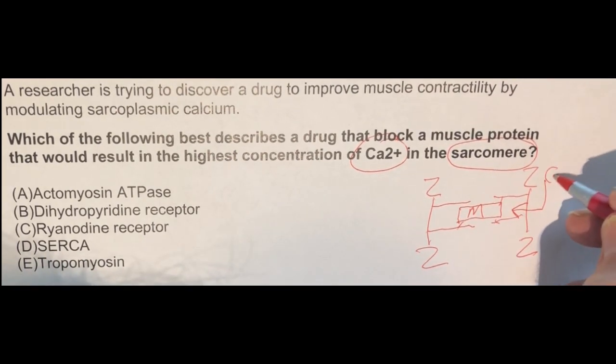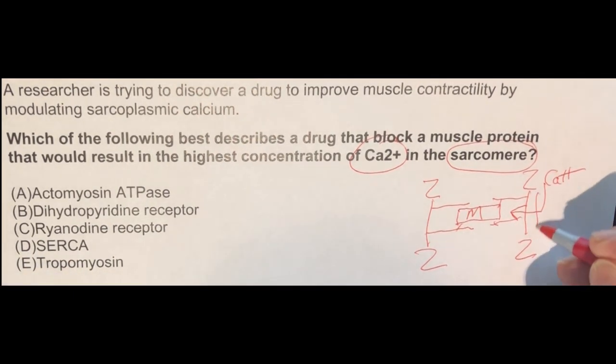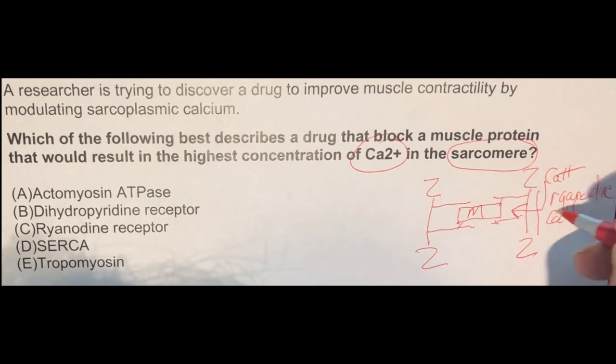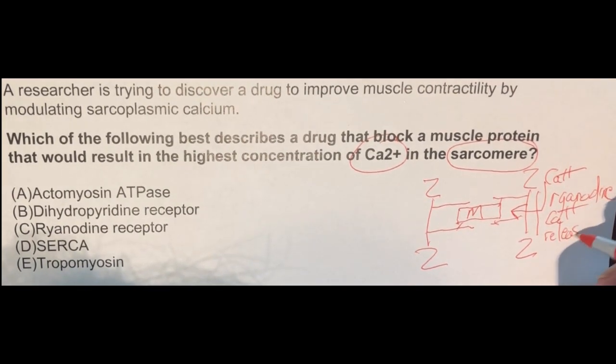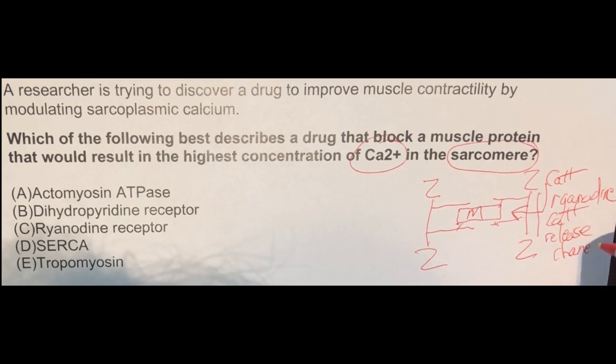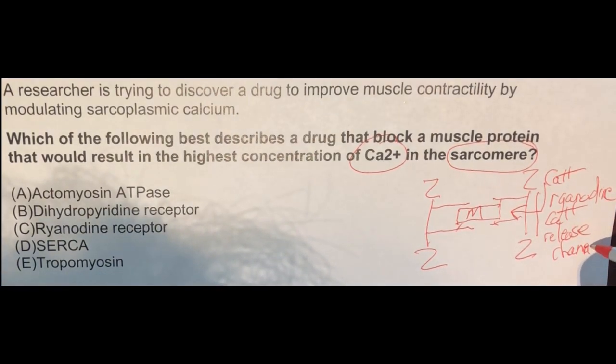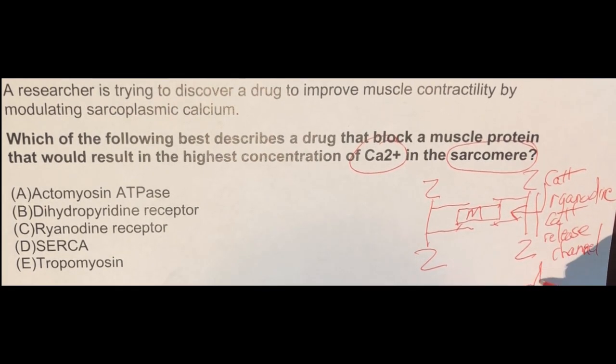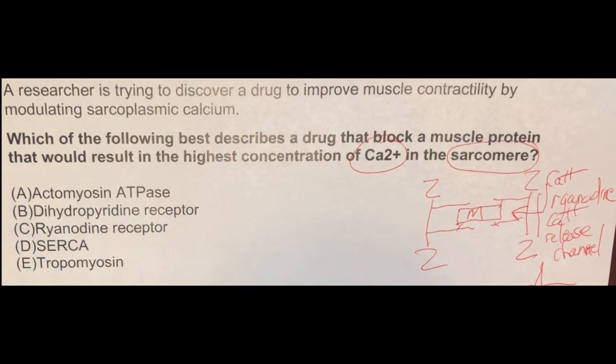When calcium comes in through the T-tubules, the ryanodine calcium release channel is responsible for that calcium entering the sarcomere from the T-tubules. And remember, that's initiated by an action potential, depolarization of the sarcolemma, which is the membrane surrounding the muscle.